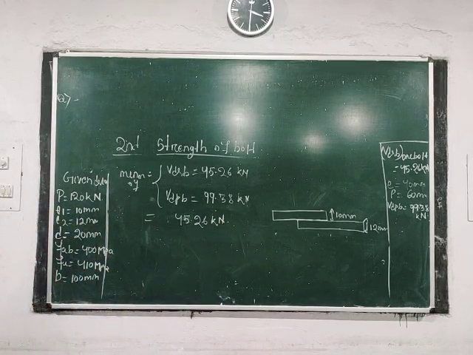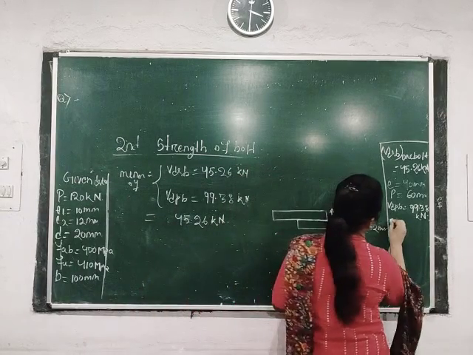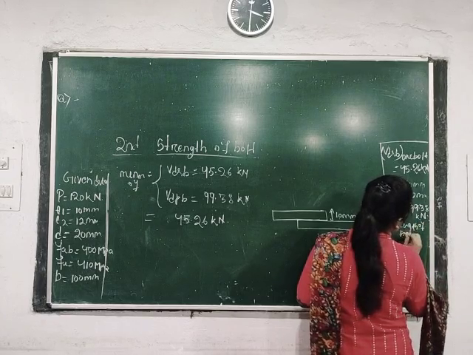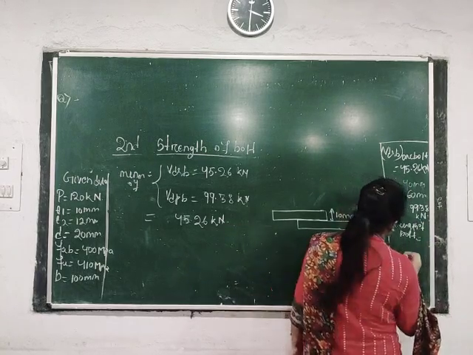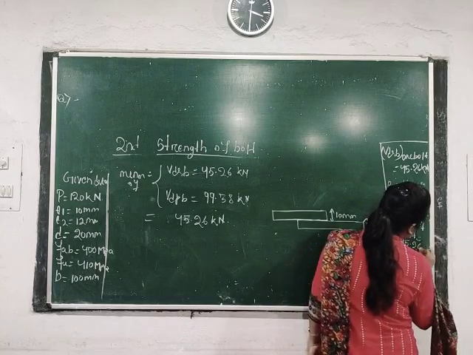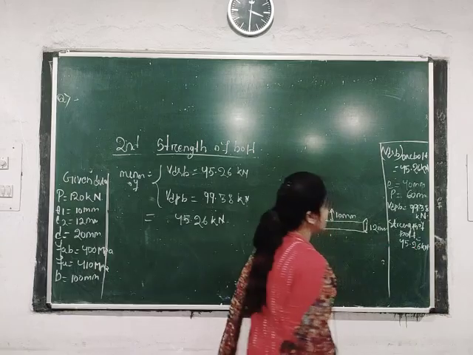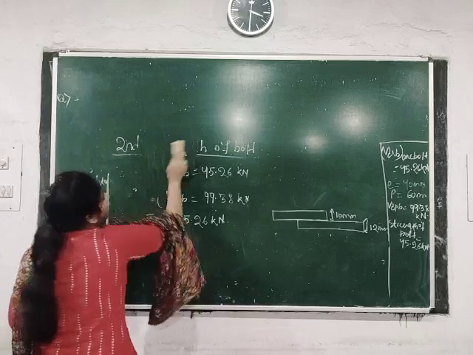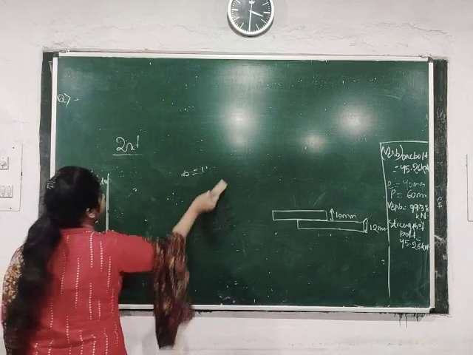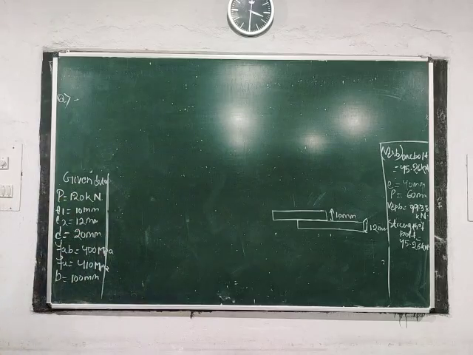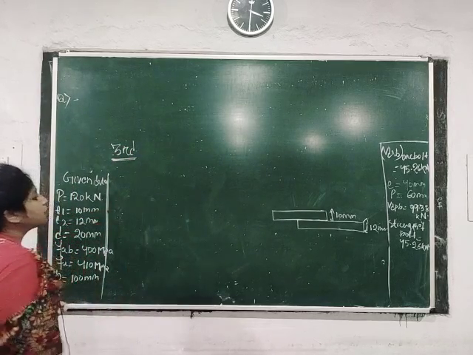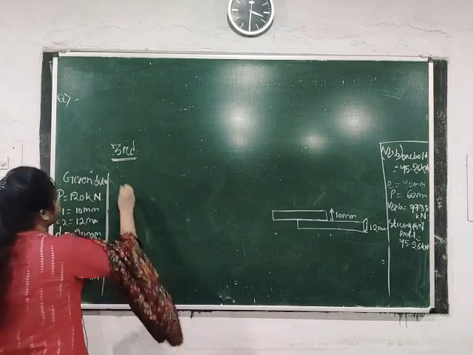Okay. So the strength of bolt is 45.26 kilonewton. So here the second step is over, then come to the third step. In the third step, calculate the number of bolts required.